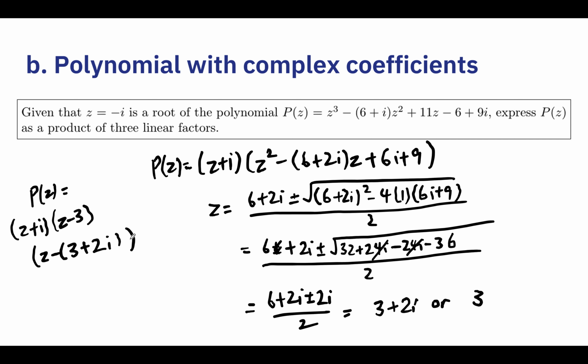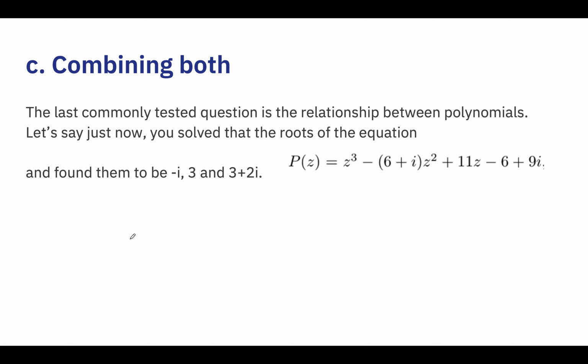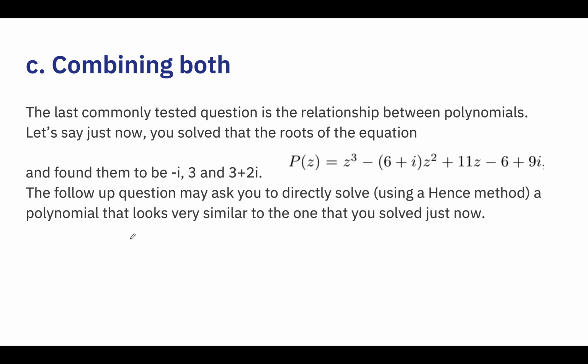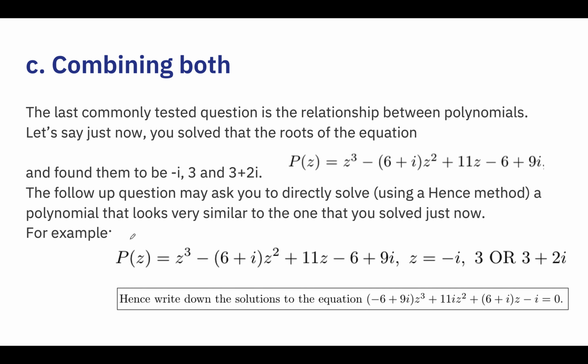The last commonly tested question tests you on the relationship between polynomials. Just now we managed to solve the roots of this equation p(z), and we found them to be −i, 3, and 3 + 2i. So keep this in mind. A follow-up question for this kind of question may ask you to directly solve, using a kind of hand's method, a polynomial that looks very similar to the one that you solved just now.